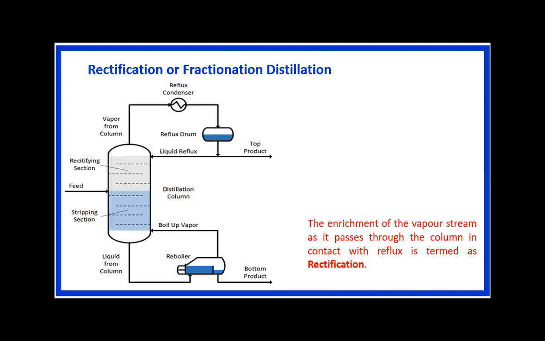What exactly happens in this setup? Let us discuss. There are three main components in this setup: the column itself, then the condenser, and then the reboiler. So the column, condenser and reboiler are the major three components of this distillation setup.